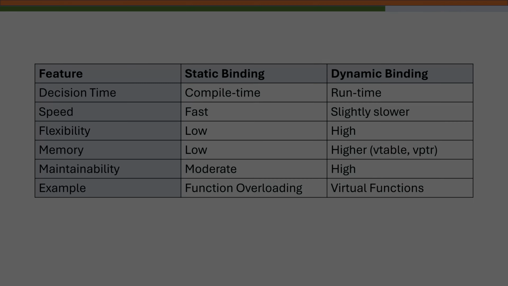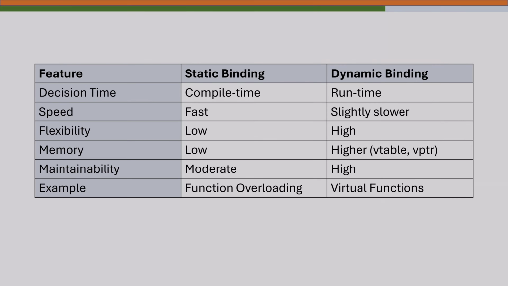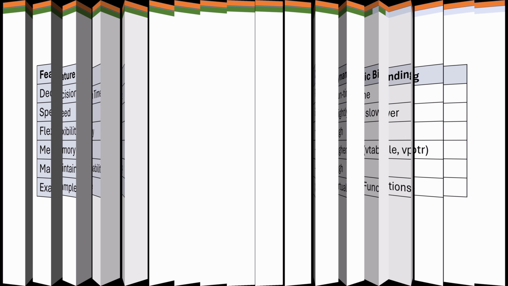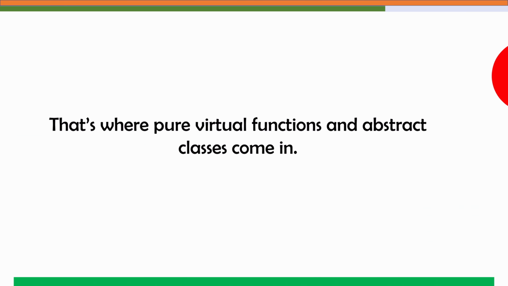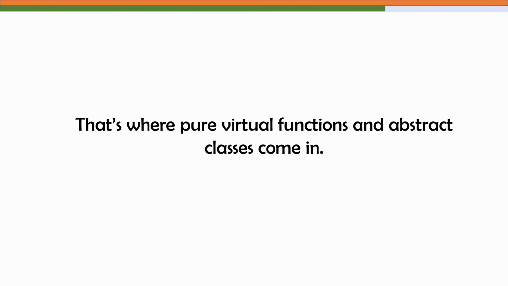Let's imagine you are building a drawing application. You know your app will support circles, rectangles, maybe triangles later. But here is the problem: every shape must be able to draw itself. Now ask yourself, how do I force every shape to implement a draw function? That's basically where a pure virtual function and abstract classes enter the story.